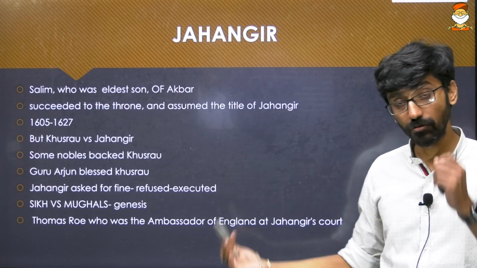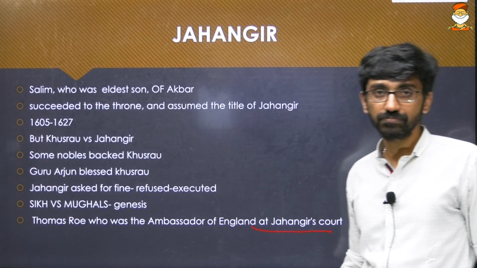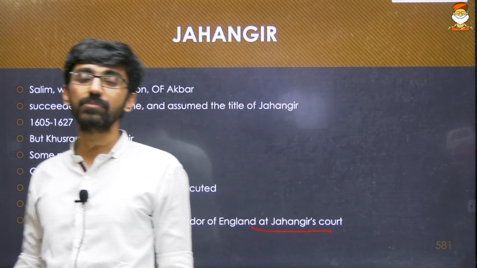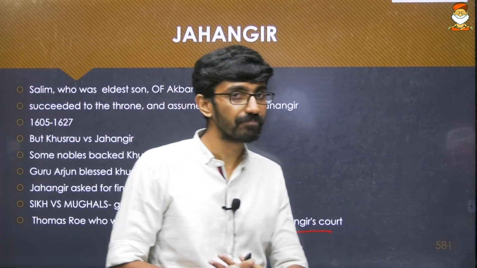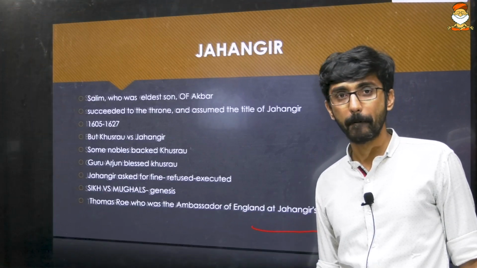Okay, and Thomas Roe, one of the ambassadors of the English, visited Jahangir's court. First Captain Hawkins came, then again Thomas Roe came in 1615. They got more and more trading concessions. We will see that in modern India.